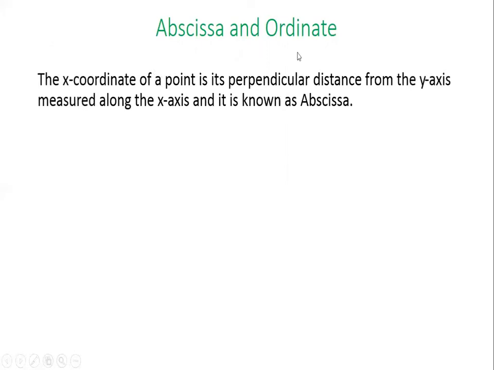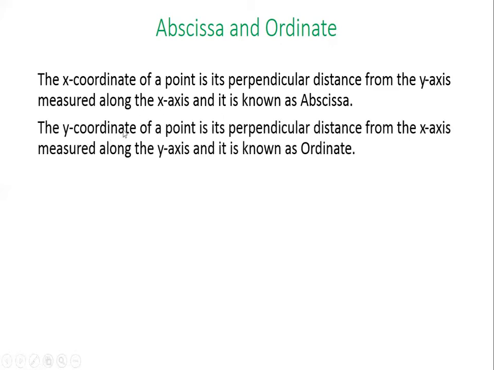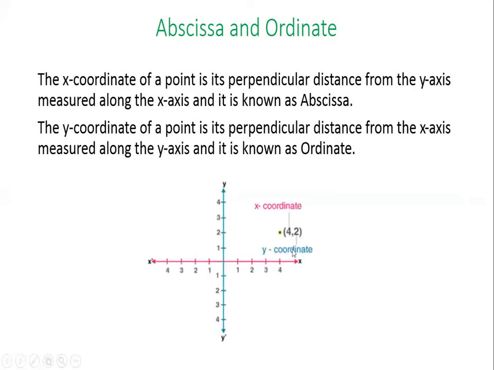Abscissa and ordinate. The x-coordinate of a point is its perpendicular distance from the y-axis measured along the x-axis, and it is known as abscissa. The y-coordinate of a point is its perpendicular distance from the x-axis measured along the y-axis, and it is known as ordinate. Here 4, 2: 4 is the abscissa and 2 is the ordinate.